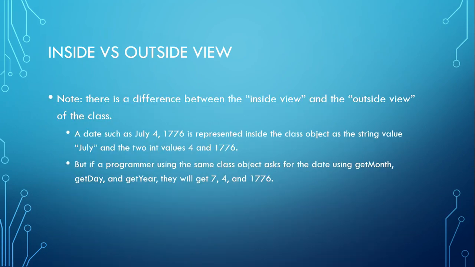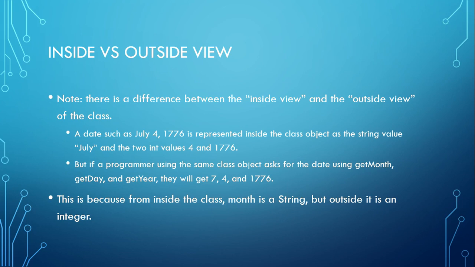Inside versus outside view is very important to talk about here, because there is a significant difference between the inside view of the code and the outside view of the class. A date such as July 4th, 1776 is represented inside the class object as the string value July and the two int values 4 and 1776. But if a programmer using the same class asks for a date using getMonth, getDay, and getYear, they're going to get the values 7, 4, and 1776. This is because from inside the class, month is a string, but outside it is an integer.